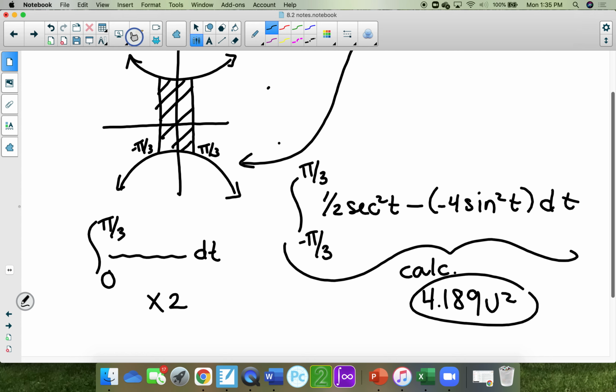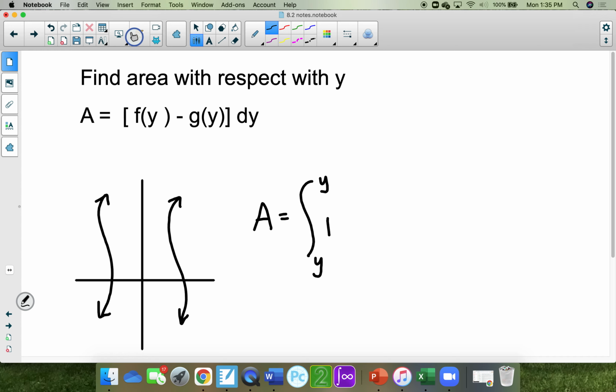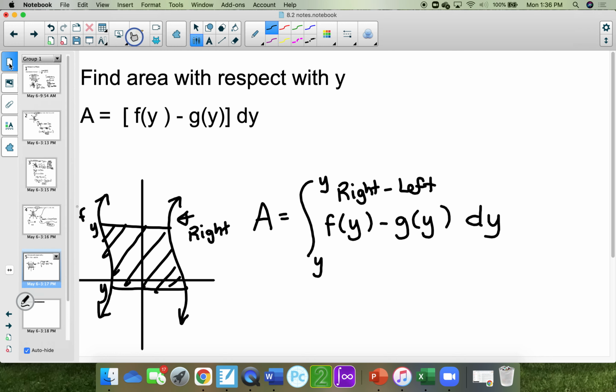So, okay, the next one. How do you find the area with respect to y now? This is something new. If your curves look like this, you're going to find the area from some y value to some y value. And this will be the integral of some f of y minus g of y dy, which is not top minus bottom, it's right minus left. This is the right curve, and this would be the left curve. And you're integrating from some y value to some y value, which you've never done before, so we're going to do another one on the next page. Right minus left instead of top minus bottom.